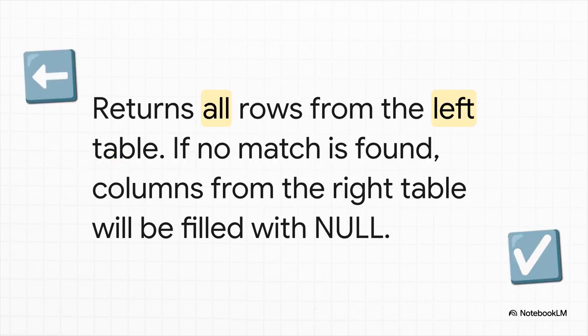But what if you don't just want the perfect matches? That's where the left join comes in. This one has a different attitude. It says, listen, give me everything from that first or left table. I don't care if it has a match in the second one or not. If it does find a match, great, it'll connect them. But if it doesn't, it still keeps the row from the left table and just puts a blank or a null in the spots for the right table's data.